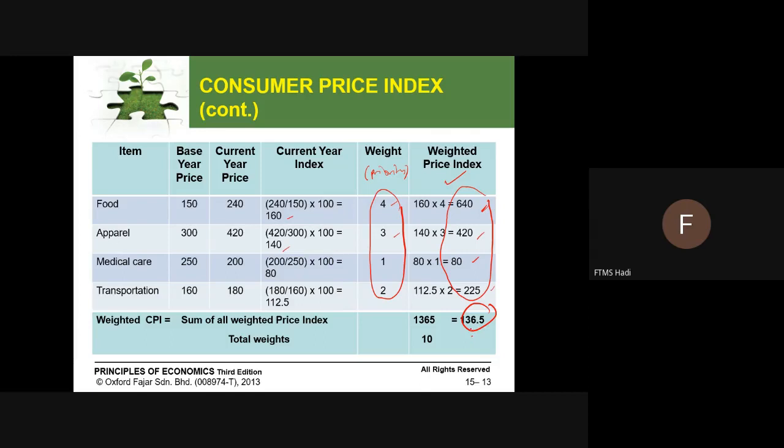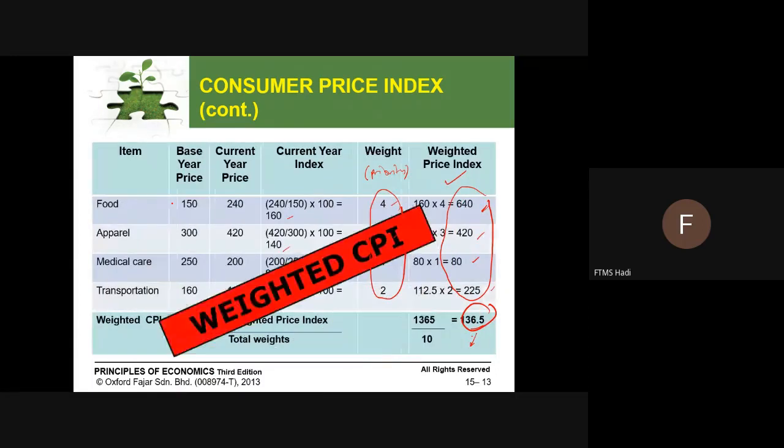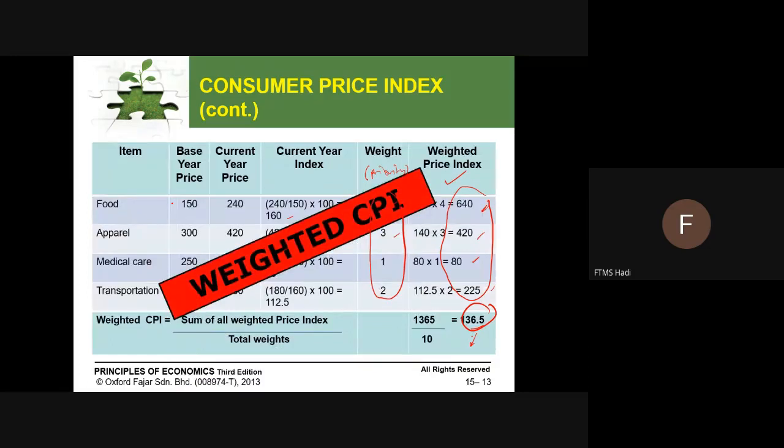That means there is a possibility that inflation is around 36.5%, with prices going up for the whole of goods and services. Of course, the best thing is we expect the CPI to be low, and a CPI below 100 might be quite beneficial for the consumer. Weighted CPI.